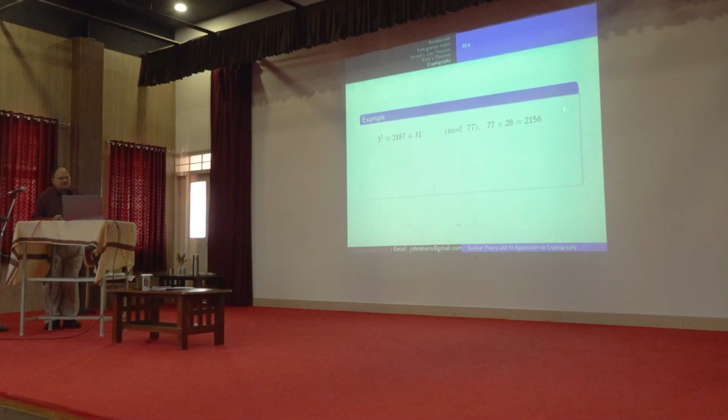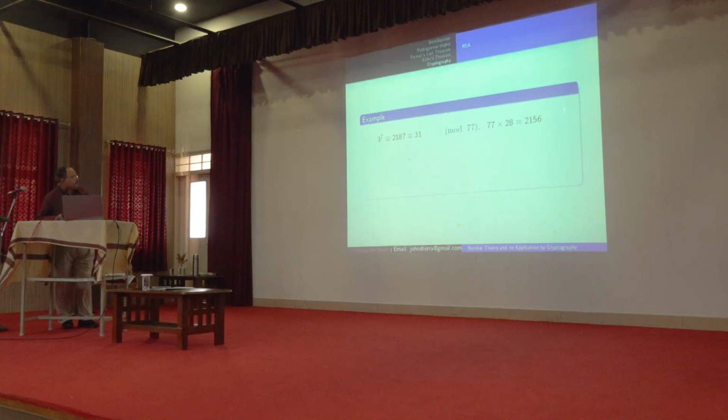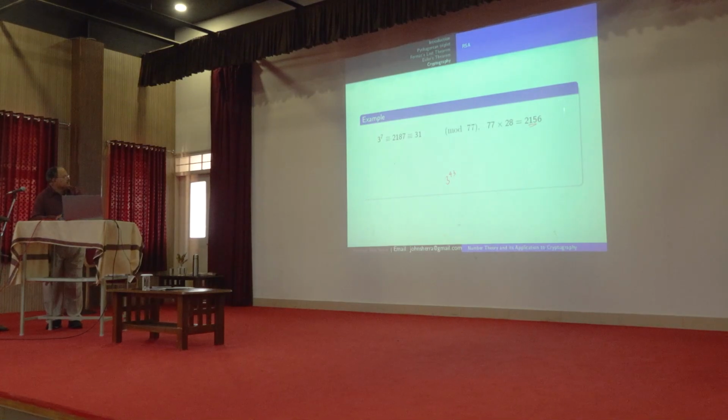So, 3 to the power of 7, just see, it is 2187, which is congruent to 31. And then I have to take 3 to the power of 43, that is my aim. So, 3 to the power of 7 is 31. And then how it is reduced, you have here. So, 77's multiple is here. Right? This is 2187, look at the difference, that is 31. So, 3 power 7 is 31 mod 77.